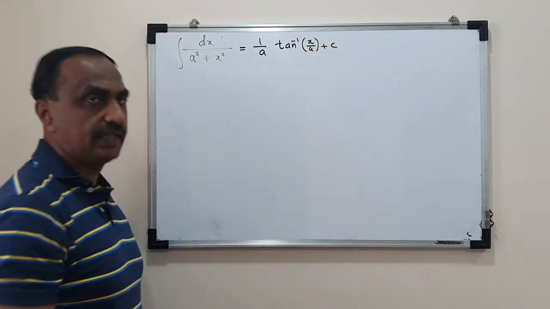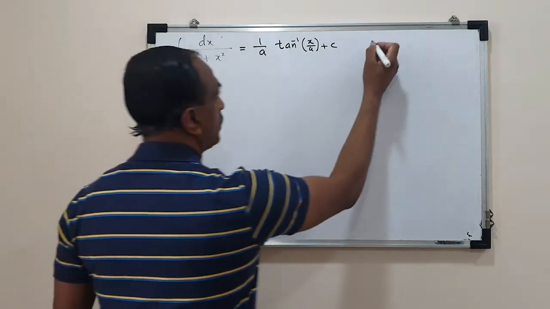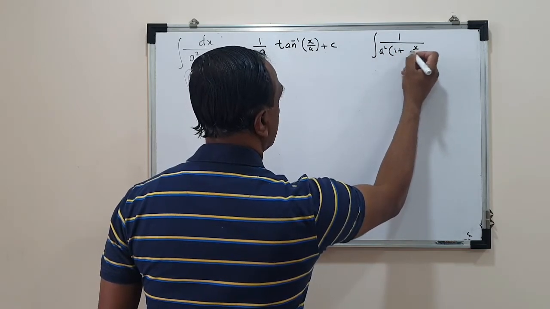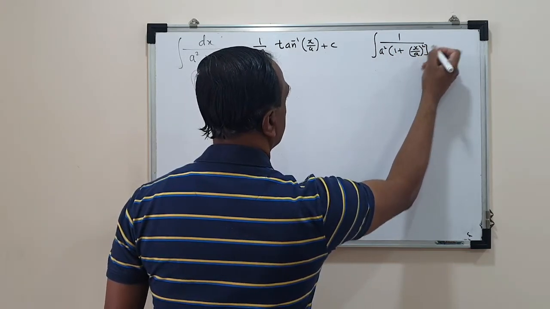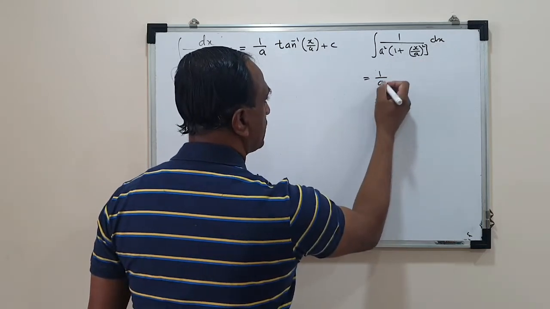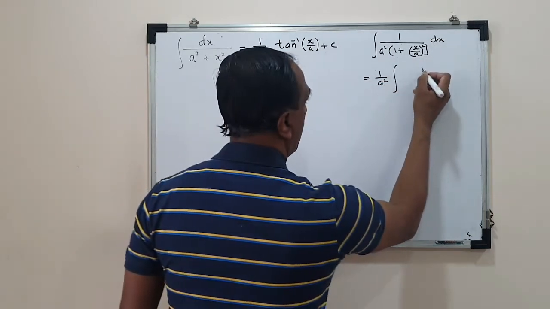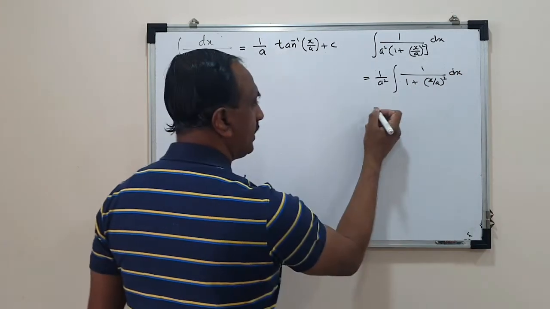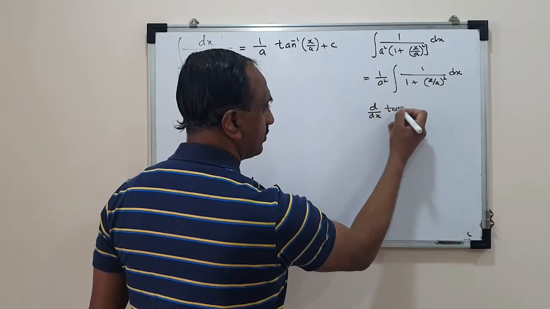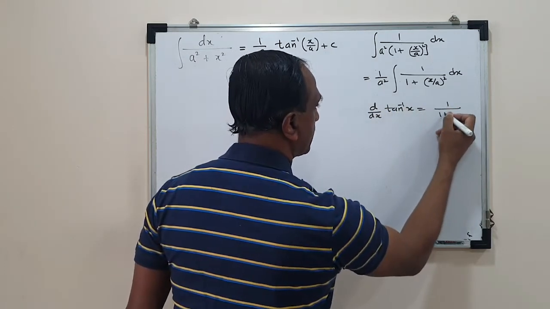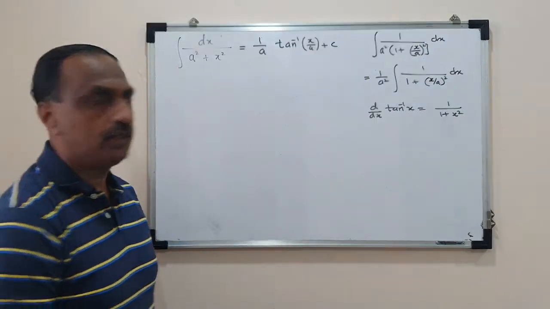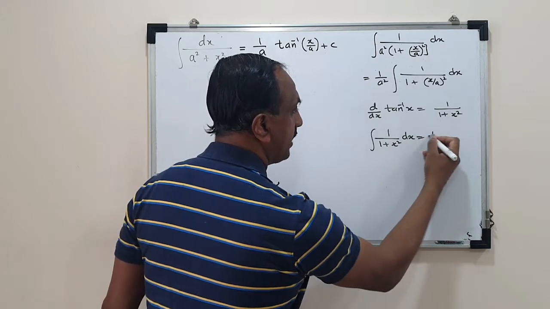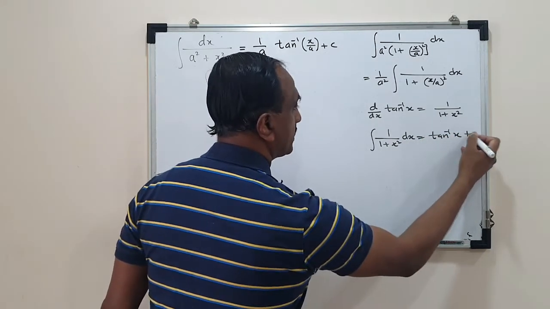It is very easy to understand this formula belongs to this category, because if I take an a square common, it becomes 1 plus x by a the whole square. And this 1 by a square is removed outside, and you have 1 by 1 plus x by a the whole square dx. We know that derivative of tan inverse x is 1 upon 1 plus x square. Therefore, integral of 1 upon 1 plus x square dx is tan inverse x plus c.